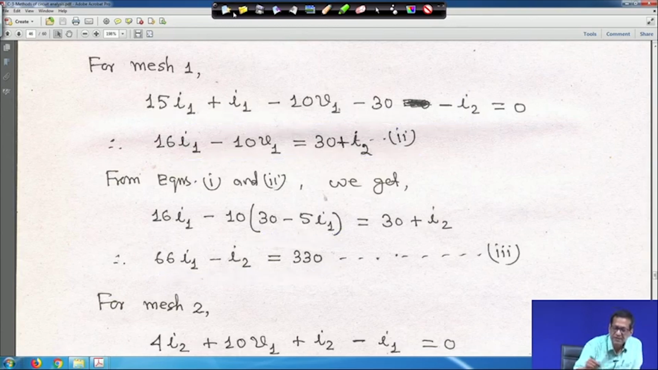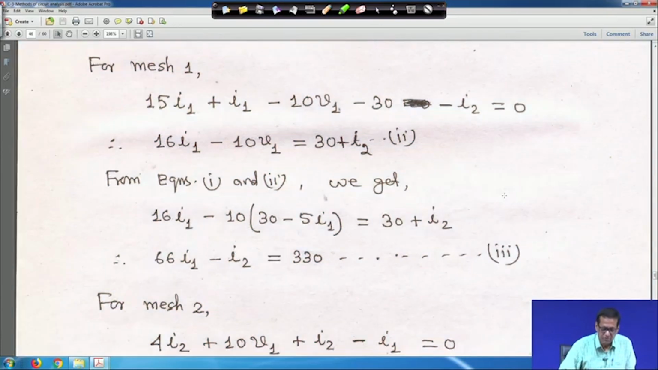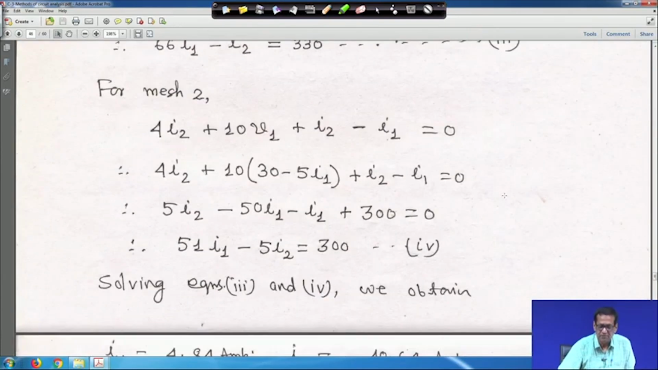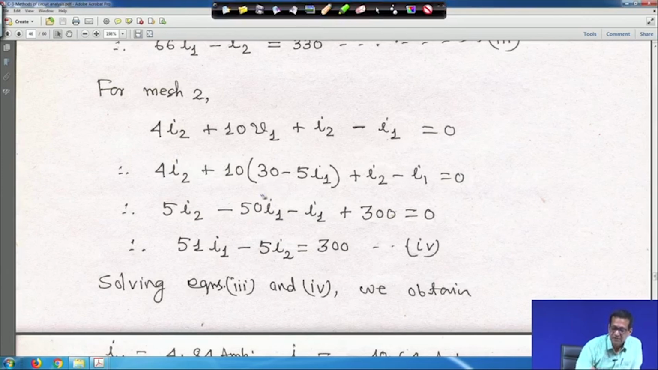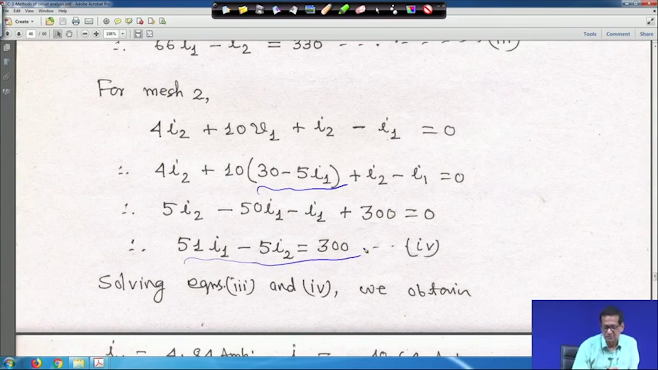Similarly, for mesh 2, I wrote for you that you apply KVL, and finally here also you put V1 is equal to 30 minus 5 I1. So another equation you will get: 51 I1 minus 5 I2 is equal to 300, and solve equations 3 and 4, right.